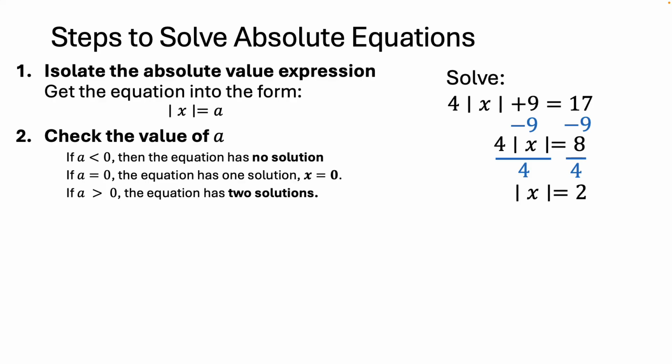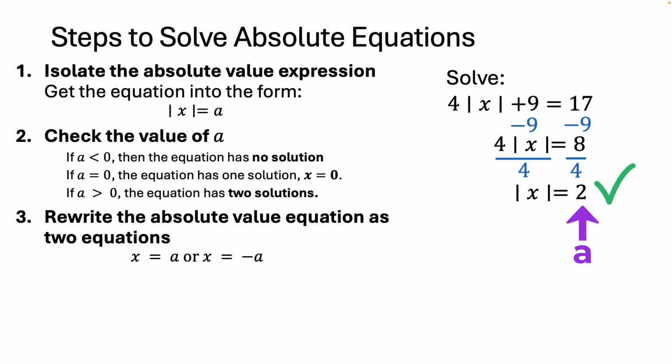If a equals 0, the equation has one solution, x equals 0, and if a is greater than 0, the equation has two solutions. In this case, our value of a is positive 2, so we know that this equation will have two solutions. The third step is to rewrite the absolute value equation as two sub-equations, x equals a or x equals negative a.